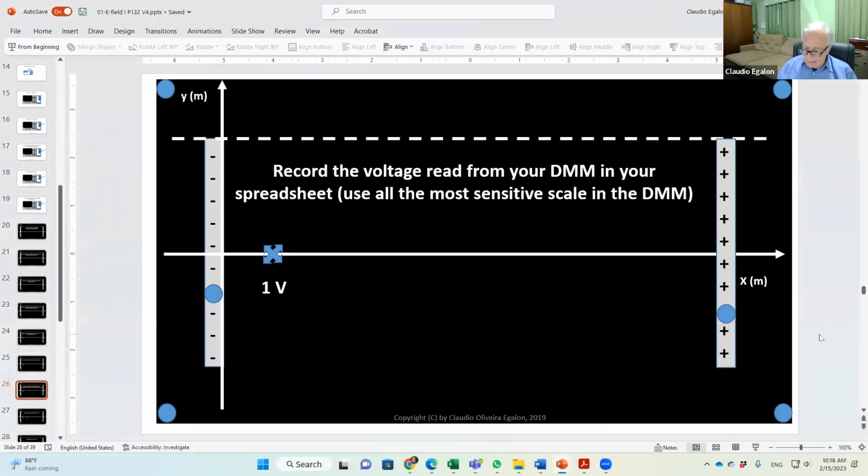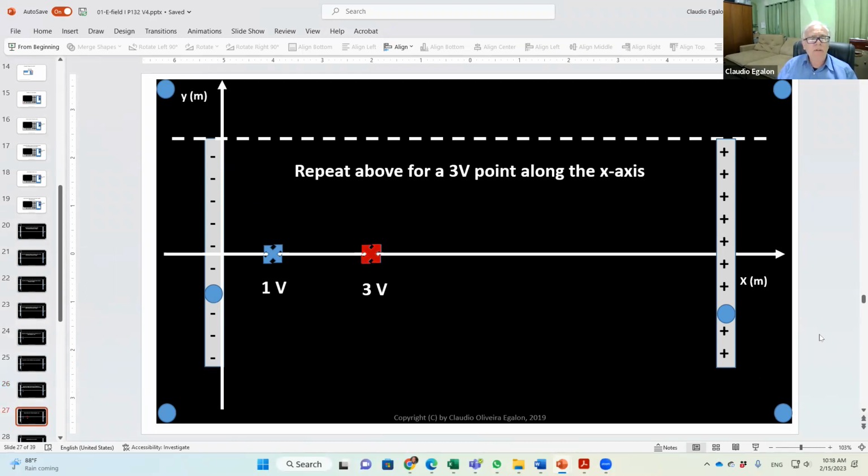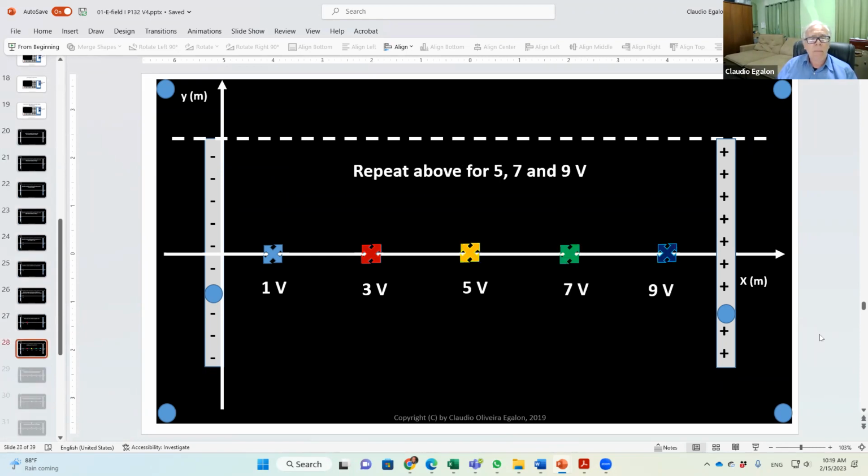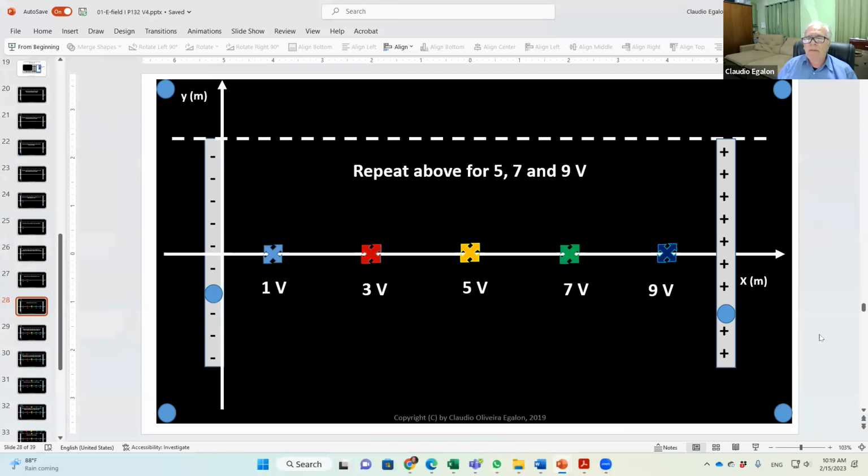Okay, and now you go ahead and repeat for 3 volts along the same axis, the x-axis. You find a point along the x-axis that has 1 volt, then you find a point along the x-axis that measures 3 volts. Measure X and Y and repeat for 5, 7, and 9. Don't forget, here is 1, here is 0 volts, here is 1 volt. Somewhere between those 2 points is going to be 2 volts. Here is 3, 5, 7, 9, and 10. Somewhere between those 2 points is going to be 8 volts, 6 volts, 4 volts, and so on.